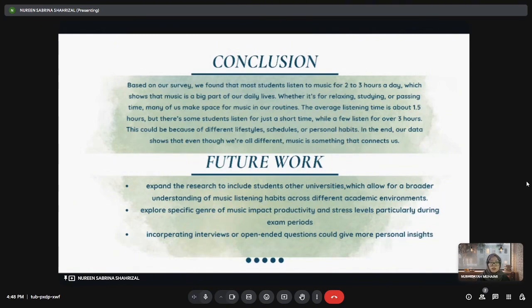And as for the future work, we are expecting to expand the research to include students from other universities, which allows for a broader understanding of music listening habits across different academic environments, and to explore how specific genres of music impact productivity and stress levels, particularly during exam periods. And lastly, incorporating interviews or open-ended questions could give more personal insights.